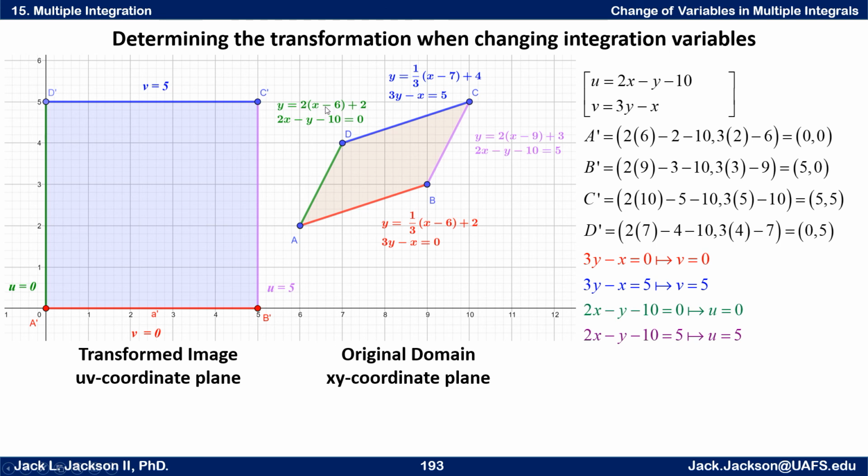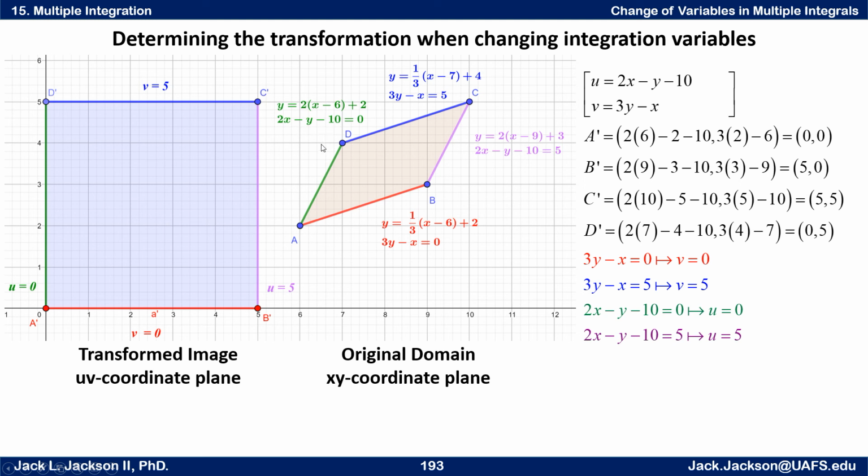And then I want to get 0, so I actually want to do 2x minus y minus 10 equals 0. I could do that or its opposite. We'll see which, it turns out this is the best one to let be u.